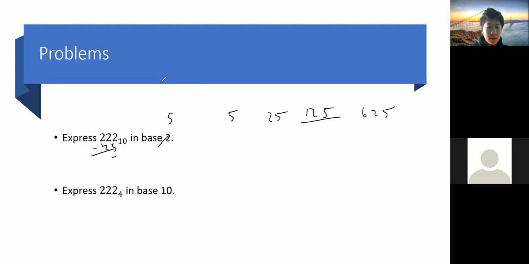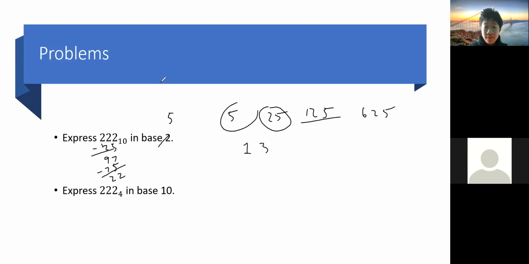Should get 97. So we have 97 left. We have 125 in there. How many 25s can fit in it now? Well, 3, right? 3 makes 75. Subtract 75 here. We get 22.